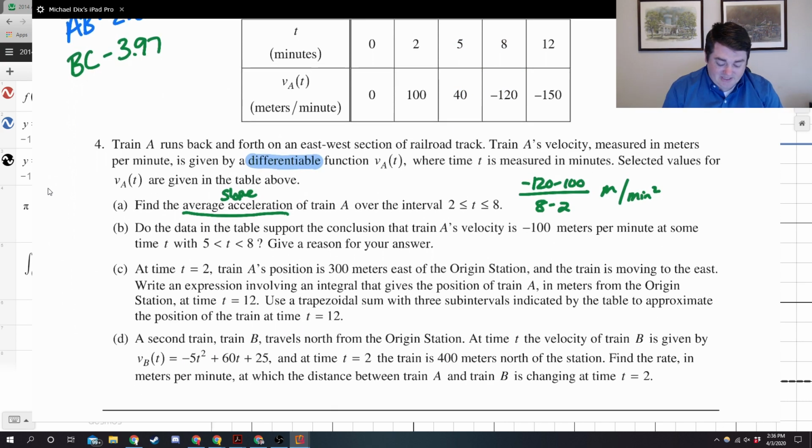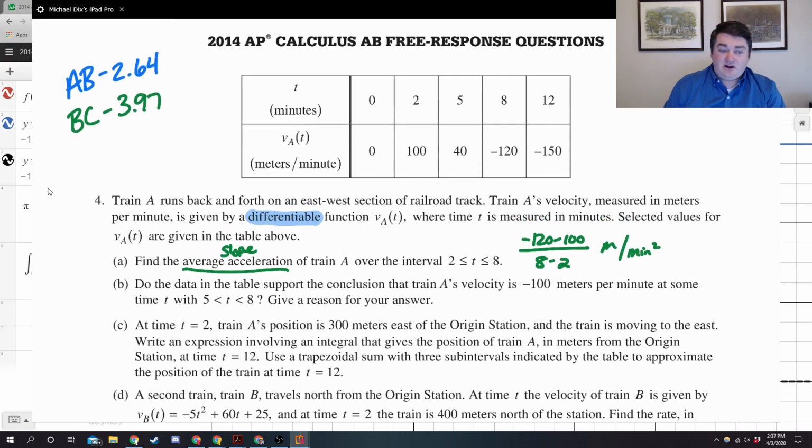Part C. At time 2, train A's position is 300 meters east of origin station, and the train is moving to the east. Write an expression involving an integral that gives the position of train A in meters from the origin station at time 12. Use a trapezoidal sum with 3 subintervals indicated by the table to approximate the position of the train at time 12. Okay, so they said involving an integral, so I'm going to start my thinking there.